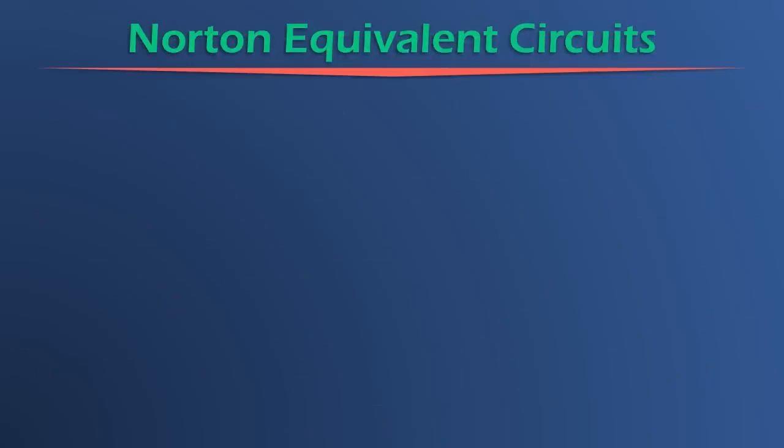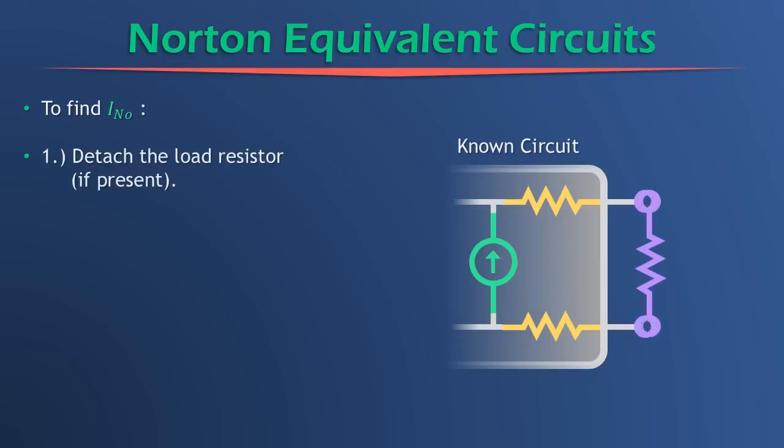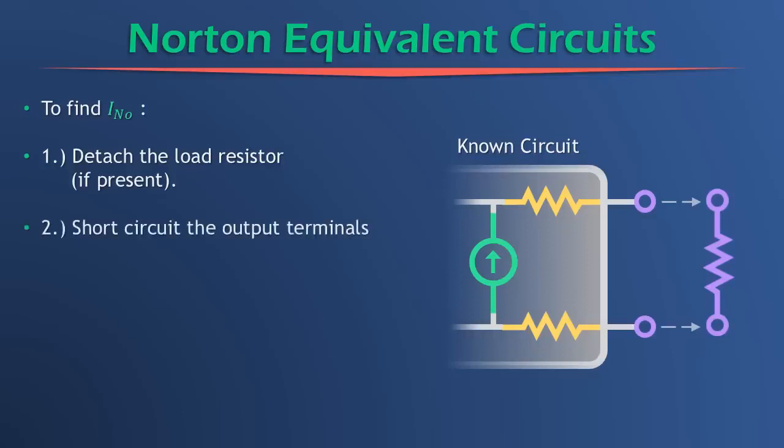Norton equivalent circuits. To find I Norton, which is the parallel to V Thevenin, we follow a very similar process with some small changes. We have a known circuit, and again, the first step is to detach the load resistor, just as we did before. And now the second step is to short circuit the output terminal.